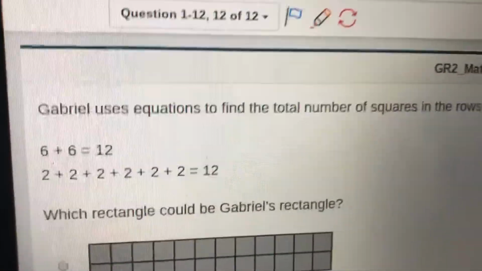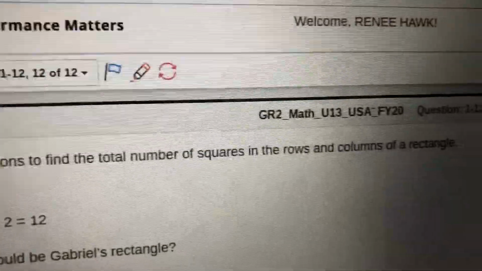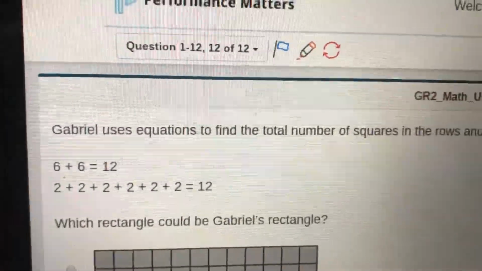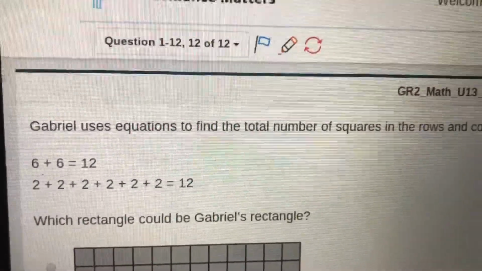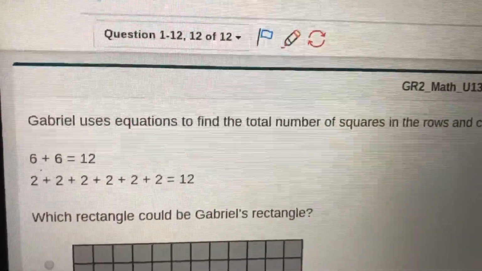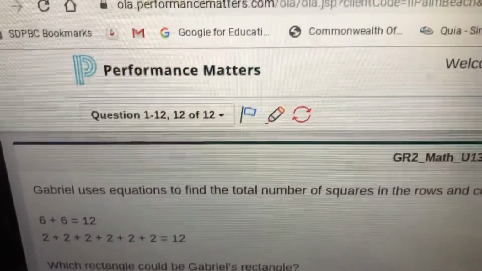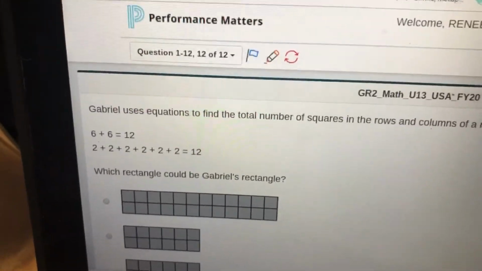The last one here says, Gabriel uses equations to find the total number of squares in the rows and columns of a rectangle. 6 plus 6 equals 12, and 2 plus 2 plus 2 plus 2 plus 2 plus 2 equals 12. Which rectangle could be Gabriel's rectangle? So we already know that Gabriel's rectangle has how many squares? It's 12 squares. So let's look at these and see which one has 12 squares.